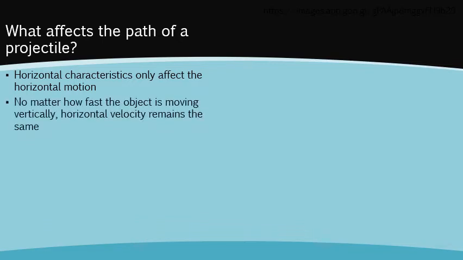Now let's take a look at what affects the path of a projectile. The horizontal characteristics only affect the horizontal motion. So we're going to have to keep in mind that horizontal and vertical are completely separate. No matter how fast the object is moving vertically, horizontal velocity is going to remain the same.